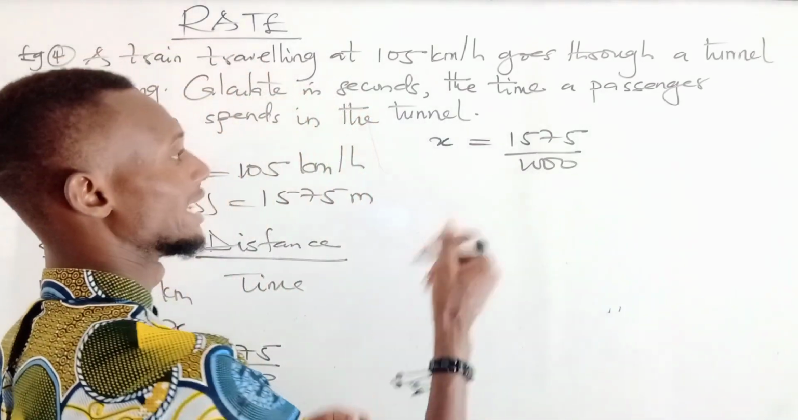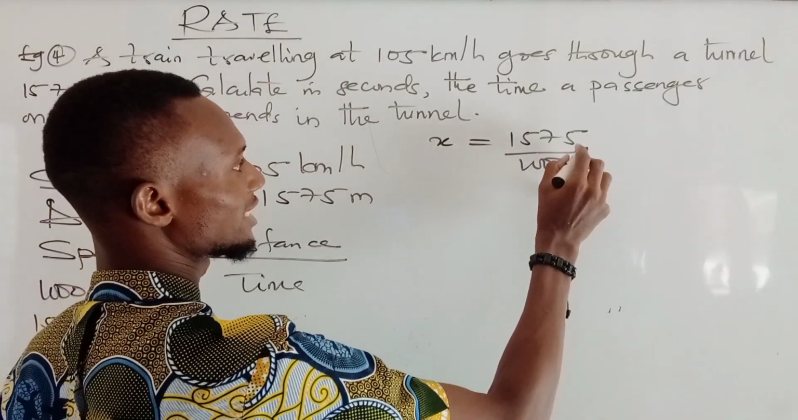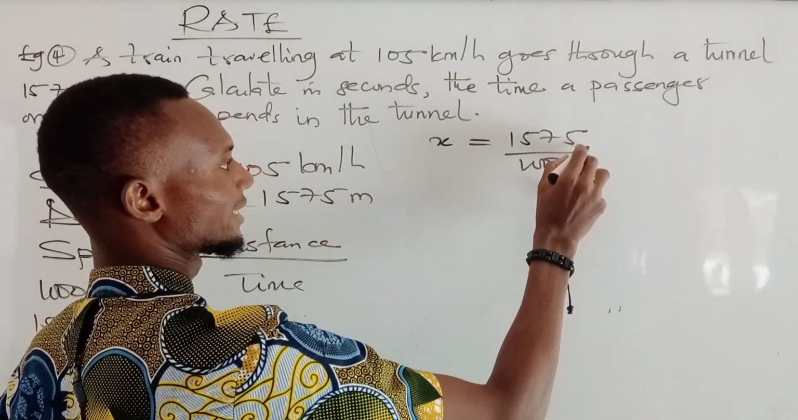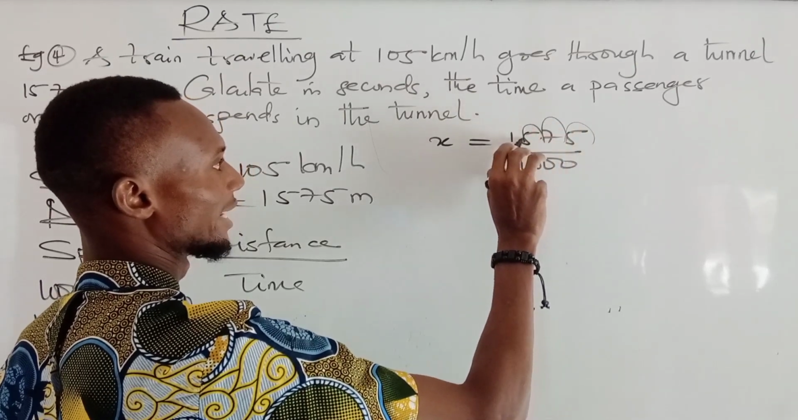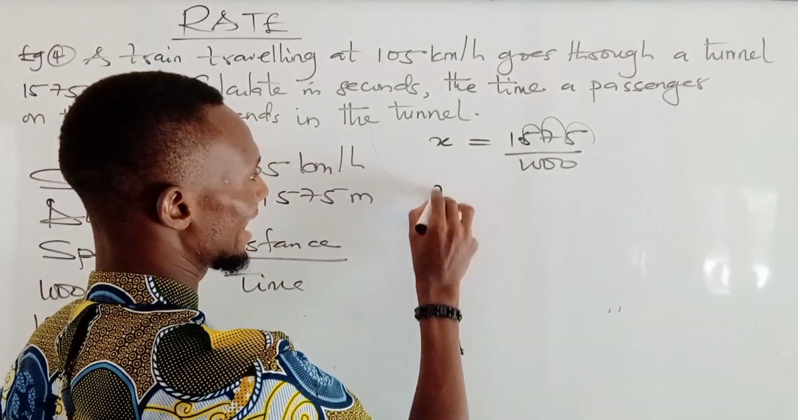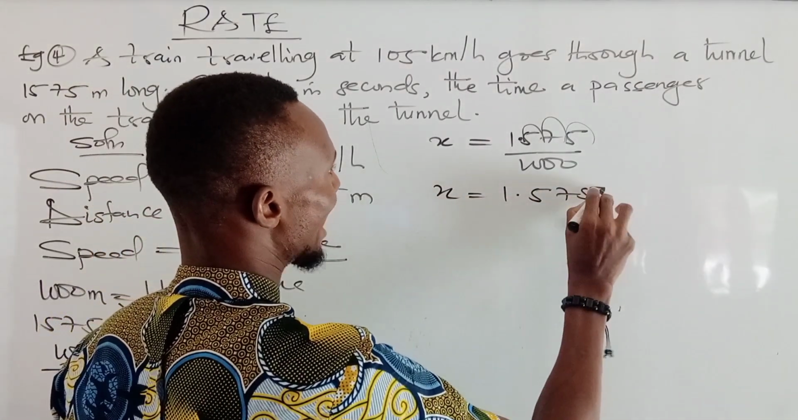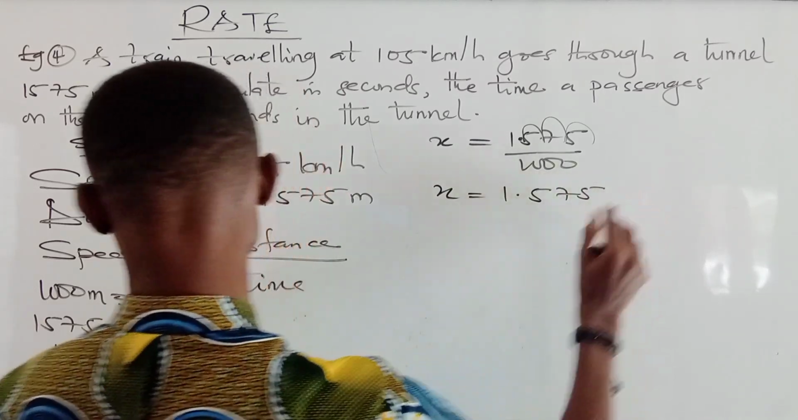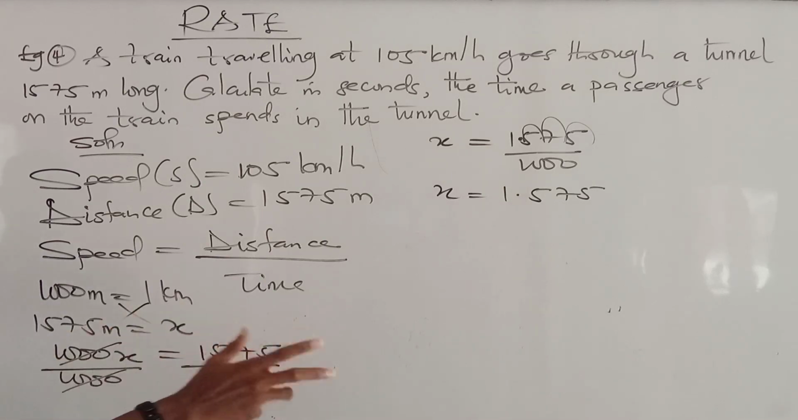Let me leave my answer in decimal. I'm going to stand here and move 3 steps forward. 1, 2, 3. So my point is here. I'm going to get my S to be 1.575 seconds. Sorry, not seconds, but kilometers.